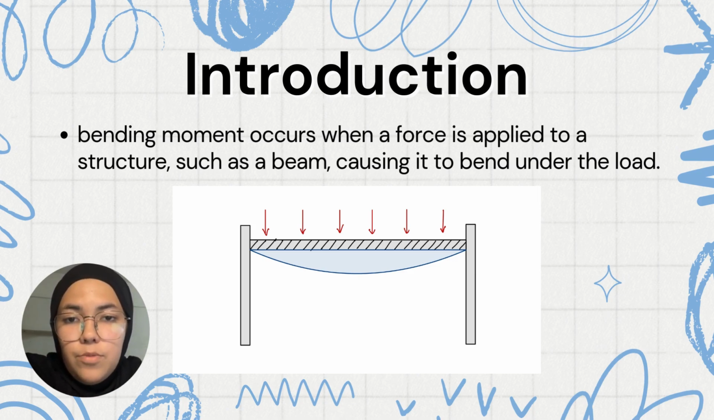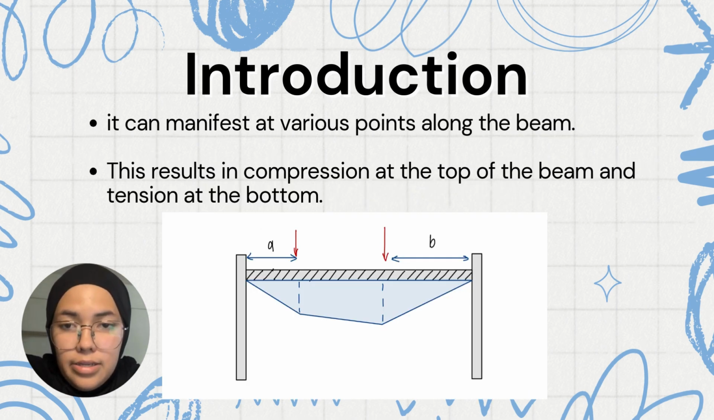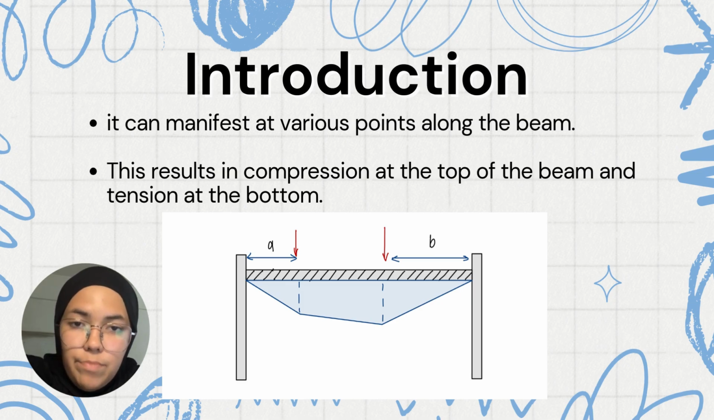Firstly, bending moment occurs when a force is applied to a structure, such as a beam, causing it to bend down under a load. From the picture that I have provided, you can see how the force is equally placed on the beam and how the bending moment curves down from the beam. It can manifest at various points along the beam, and it will result in compression at the top and tension at the bottom of the beam.